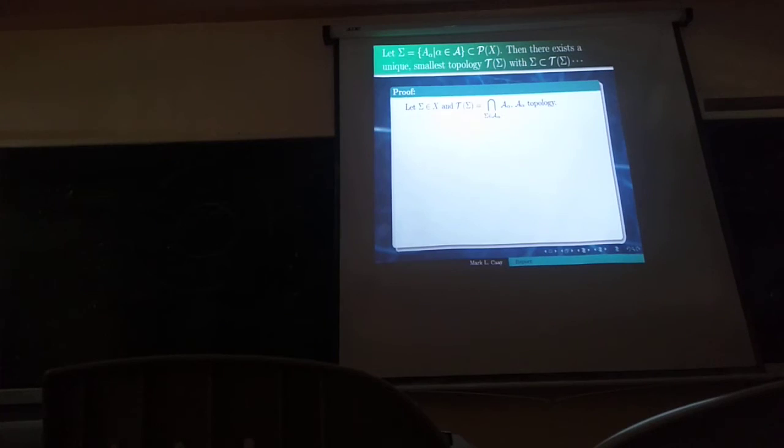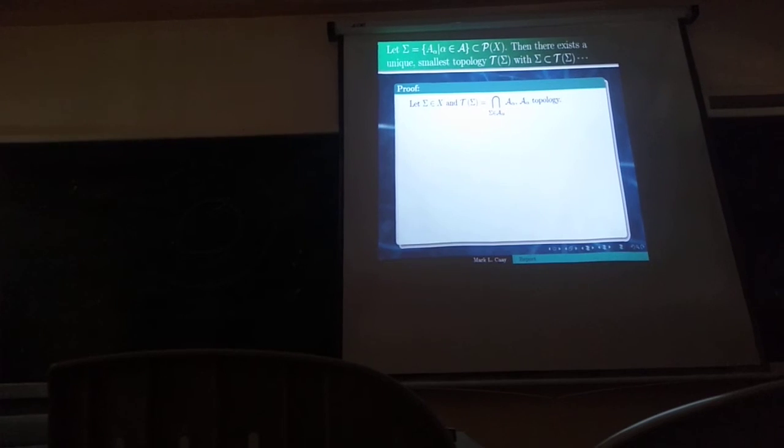An element of X, and you let T of sigma be the intersection of all topologies A sub alpha that contain sigma. I assume that that is a topology that contains sigma. So, yes. Sorry, nawala ako. Pasensya.